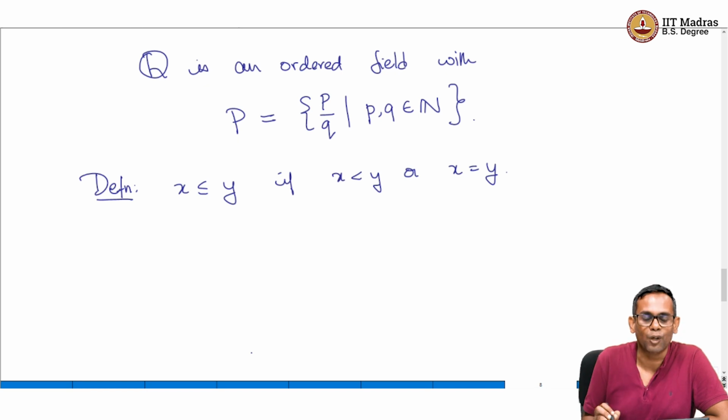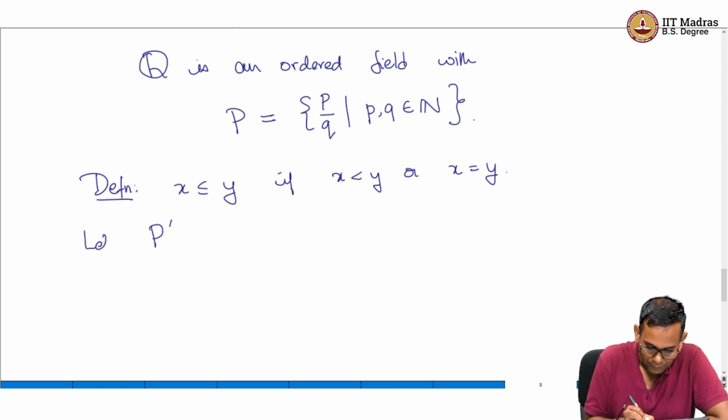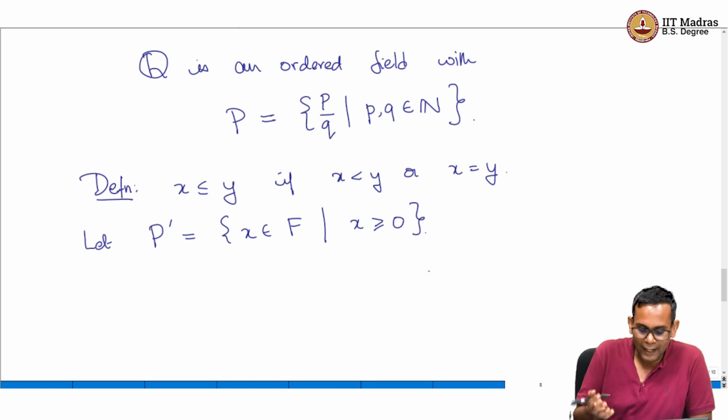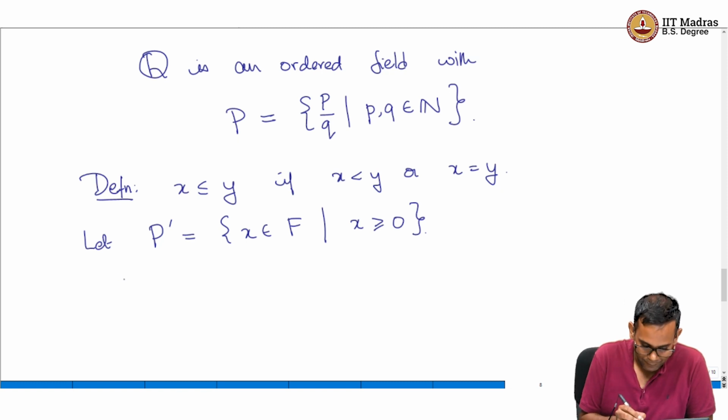And you can replace the notion of a positive set by a non-negative set. Suppose I say P prime is the set of x in F such that x is greater than or equal to 0. Then you can use the axioms P1 and P2 to deduce axioms for P prime. Namely, well, I would call them theorems. They are deduced from the axioms P1 and P2.